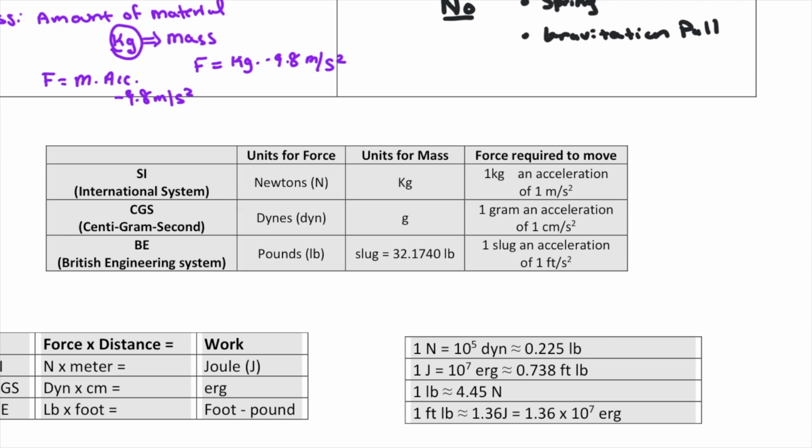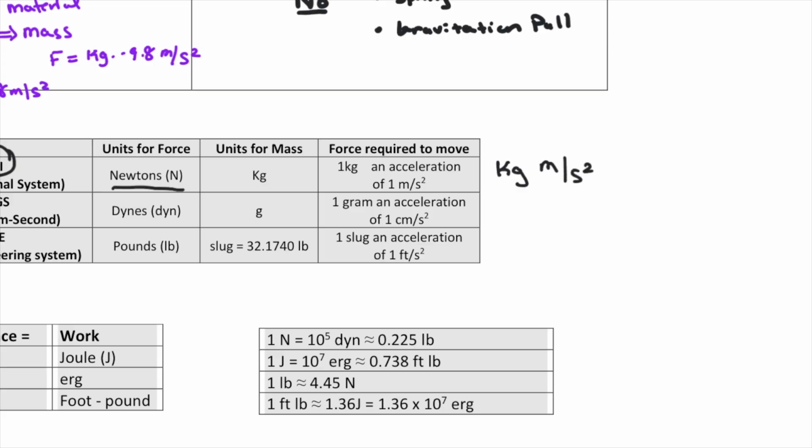So let's talk about our units. Newtons are going to be the units that we use when we're in our standard international system. Now, we talked about this, but the unit for mass is going to be a kilogram. So a Newton is measured in kilograms multiplied by the acceleration required to move it, which is 1 meter per second squared. So a Newton is measured in kilogram meters per second squared.